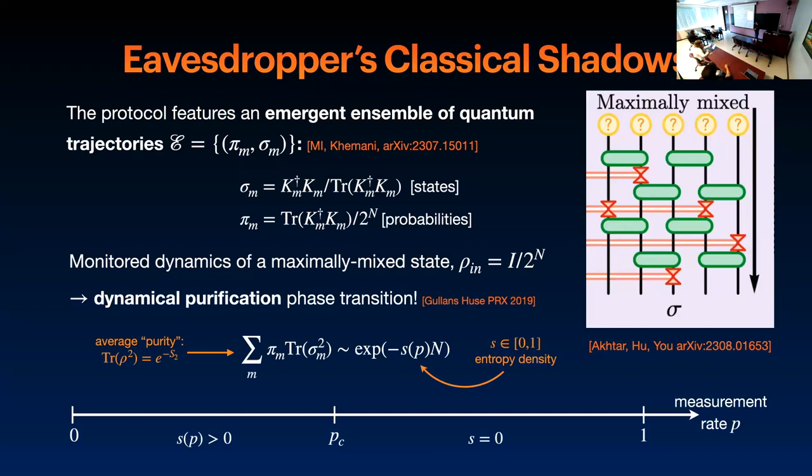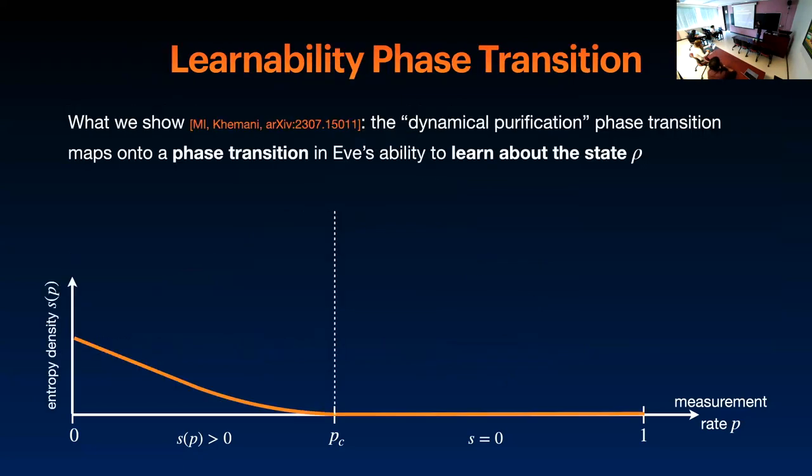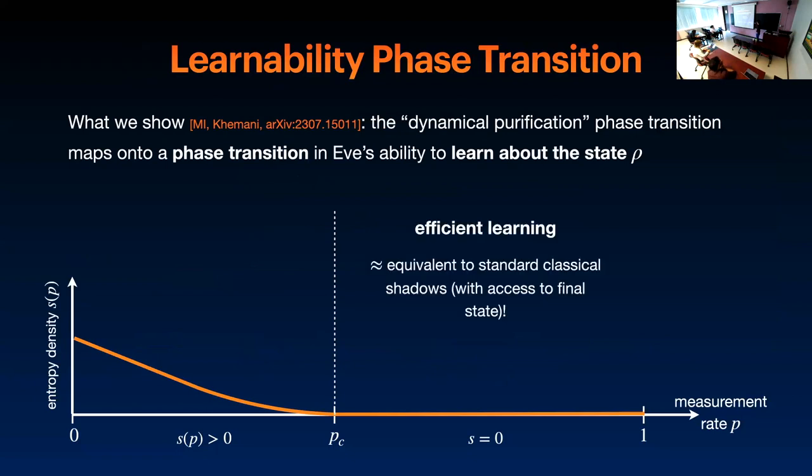And the phase transition consists in going from 0 entropy density, this phase of frequent measurements, to, upon crossing the threshold, positive entropy density, the mixed phase. And what we show in our work is that the phase transition corresponds to a phase transition in Eve's ability to learn about the state rho. Okay, so in this phase diagram, we have these two phases depending on the measurement rate. This phase with frequent measurements has, quote unquote, efficient learning in the sense that it's equivalent to standard classical shadows, up to constants, order one factors. So it's as if we had access to the final state.